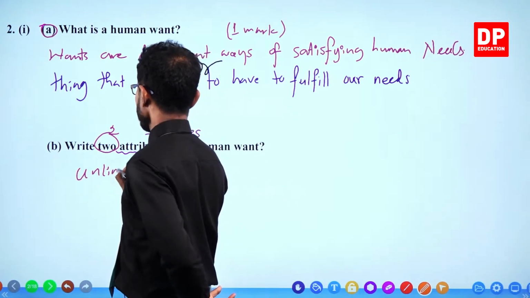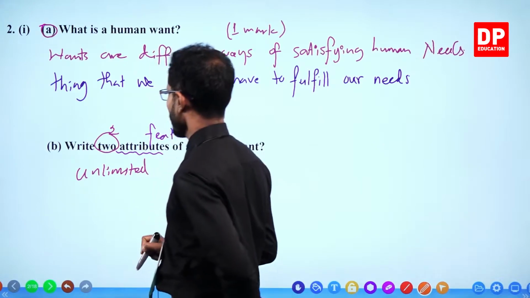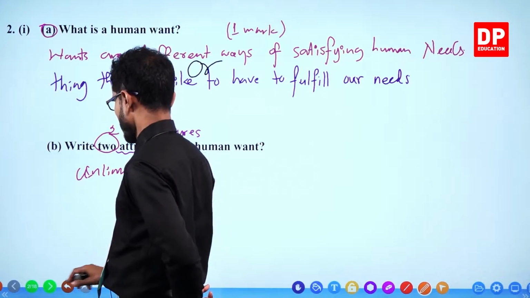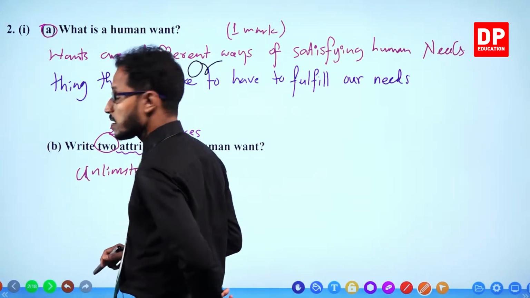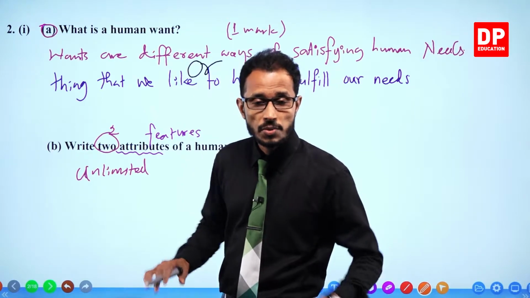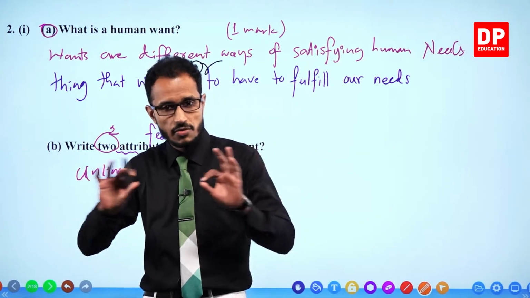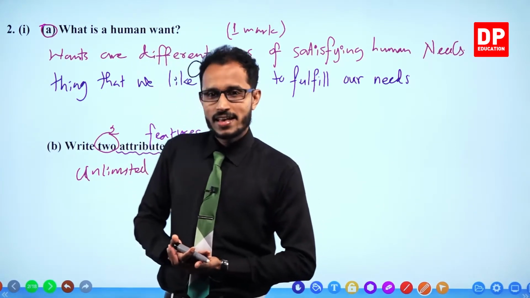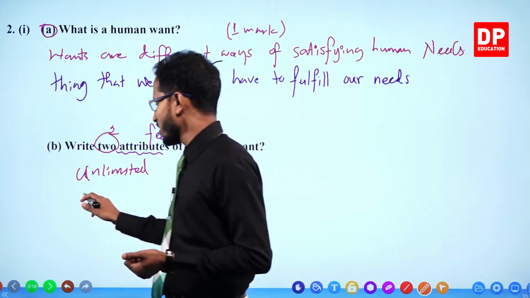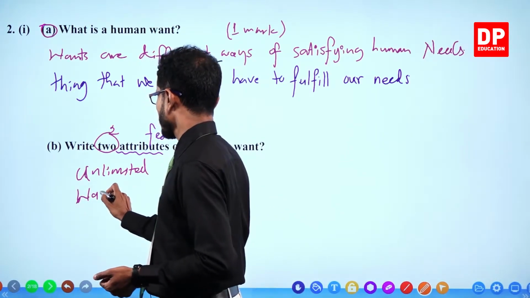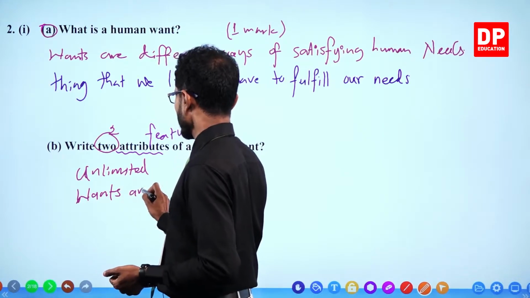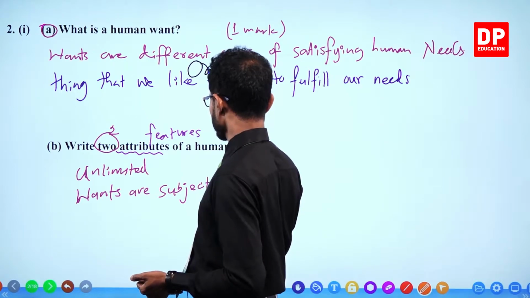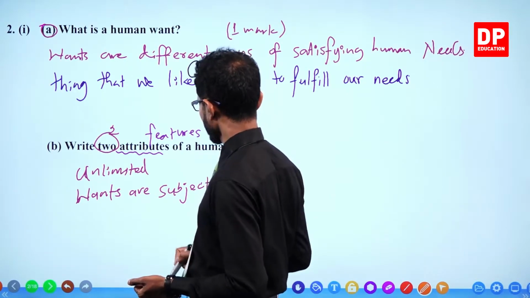Unlimited. Wants are unlimited. Then, are they common to all? Wants are common to everybody. Each and every human being has the same want? No. Wants are subjective.